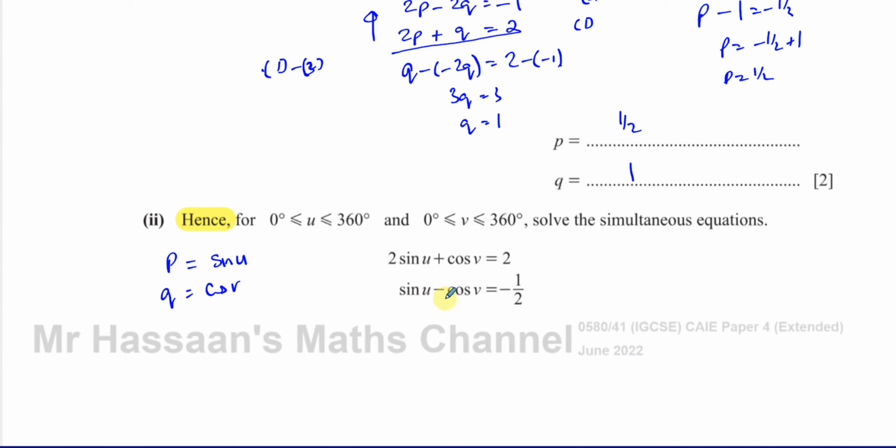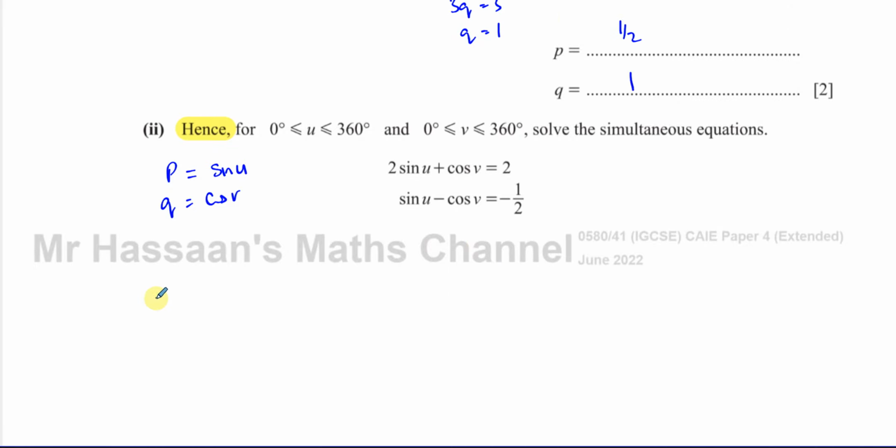So if we get our answers from before, which are p equals a half and q equals 1, we can say that if p equals a half, then sine u is equal to a half. That would be the solution to this. And if q is equal to cosine v, which we know, and q is equal to 1, then cosine v must also equal 1.